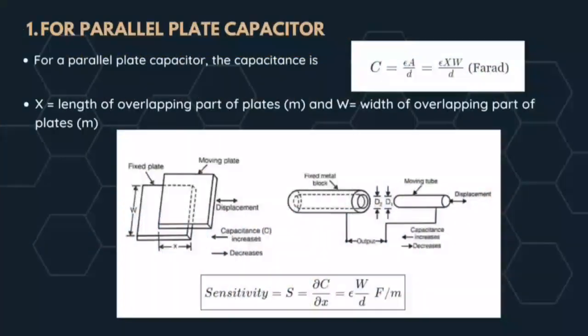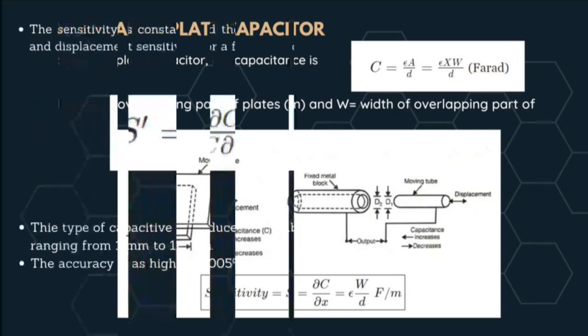Capacitance is directly proportional to the area of the plate. Parallel plate capacitor. For a parallel plate capacitor, the capacitance is the permittivity of the dielectric times the area of the plates divided by the distance between the plates. Or we can also use the permittivity of the dielectric times the length of the overlapping part of the plates times the width of the overlapping part of the plates, divided by the distance between the plates.